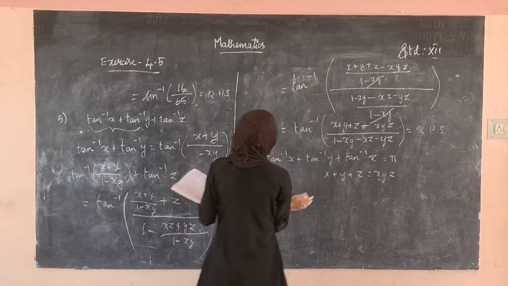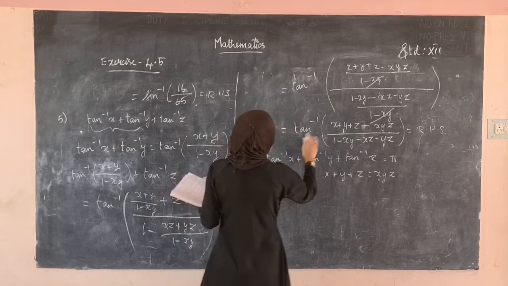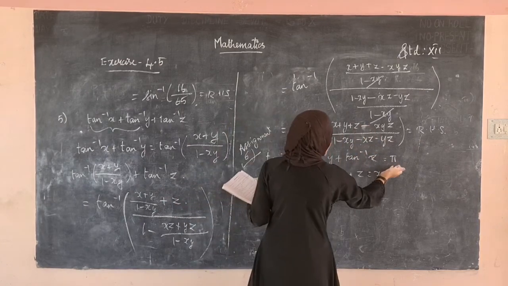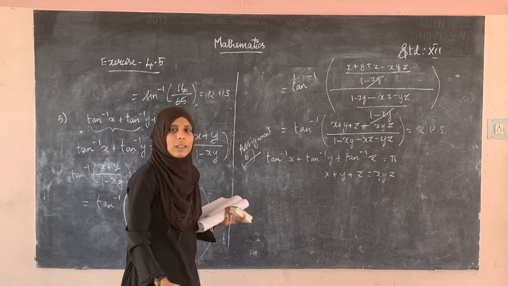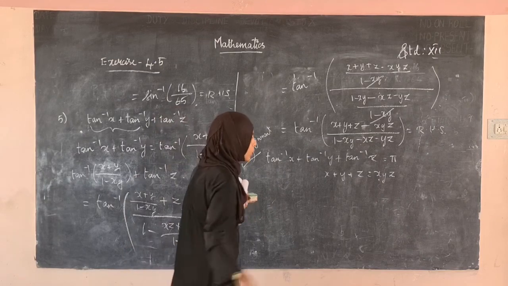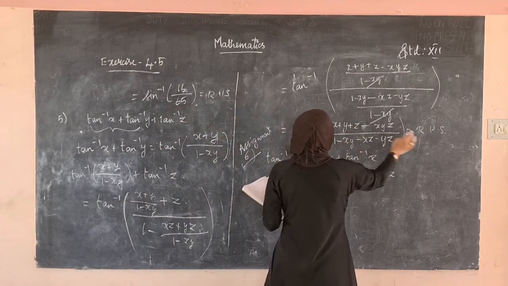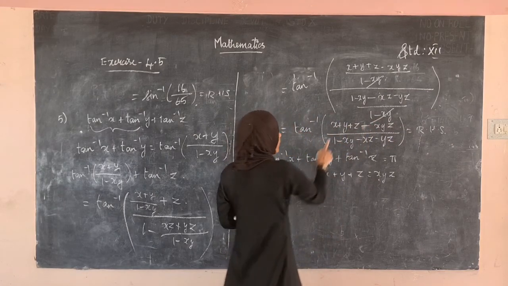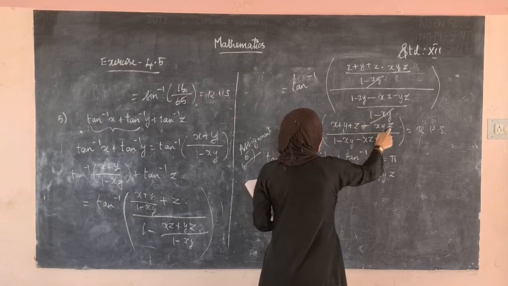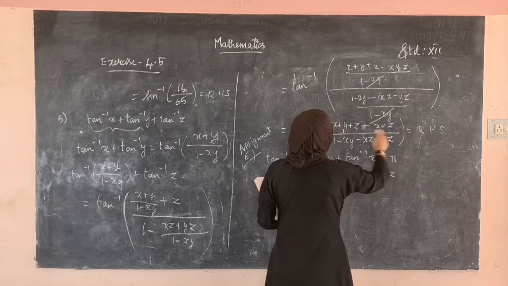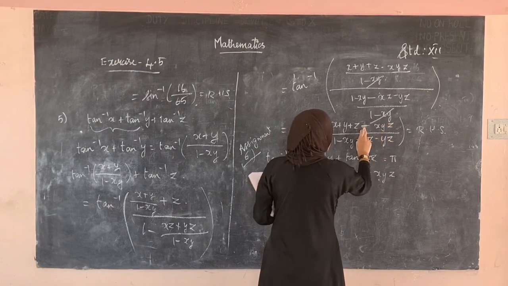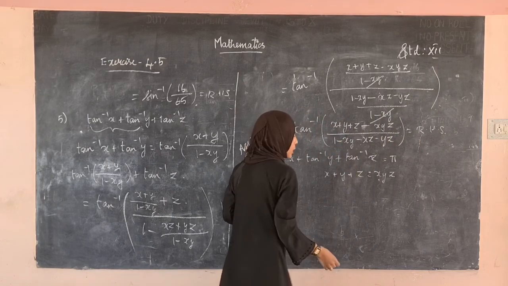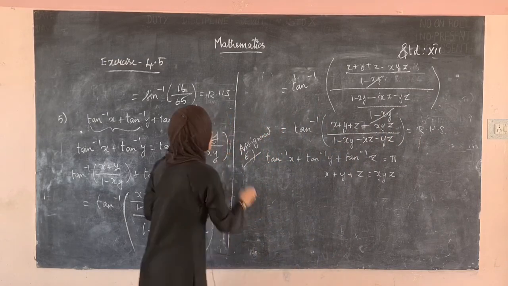So after substituting, the tan inverse of this term will be equal to pi. Bringing this tan inverse to this side, it becomes tan pi. What's the value of tan pi? Tan pi is equal to 0. Therefore, this term becomes 0. If this term is 0, it means the numerator will be 0. If we substitute, x plus y plus z minus xyz is equal to 0. Since it is minus, we can take this term to that side. x plus y plus z is equal to xyz. This is how you have to prove. This is the assignment for you.